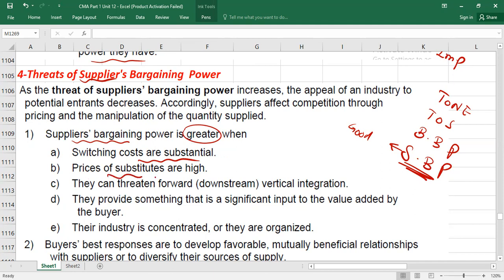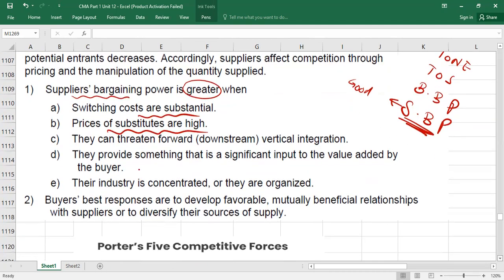When the prices of substitutes are high, obviously when the substitutes available in the market have higher prices than your product, you are in a strong position because people will use your product. Then they can threaten. These are the key simple points. For example, when the industry is concentrated or organized, if only two suppliers are available to the buyers, obviously you will be in a strong position.